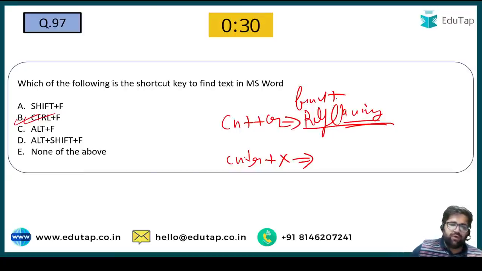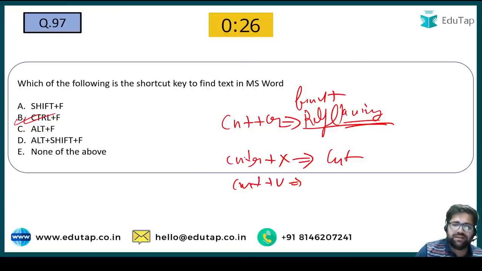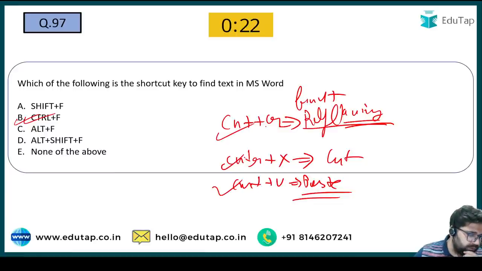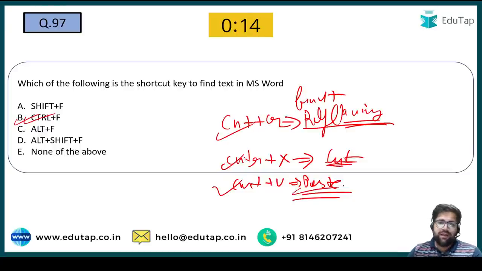Okay, Control plus X is for cut, if I'm not wrong. Control plus V is for paste. Ye sab basic hi hai. I hope ye sab aata hoga. Yes, so someone is saying Control plus X is for redo. Please, it's for cut only. Okay, for copy, what you'll use? Copy ke liye shortcut kya rahega? If I have to copy certain text, let me see the chat box.